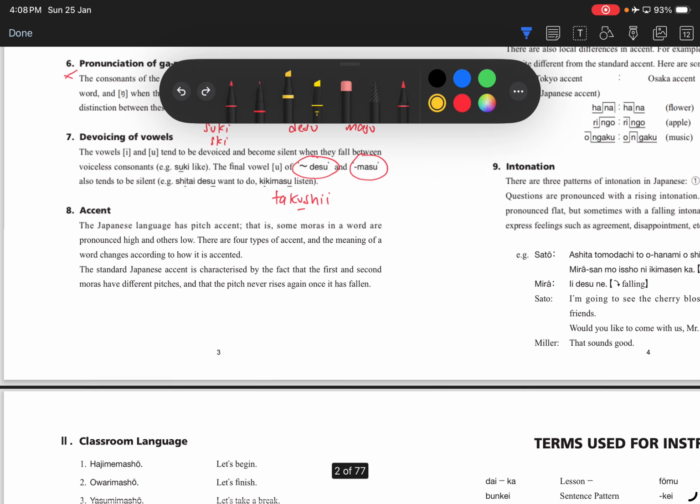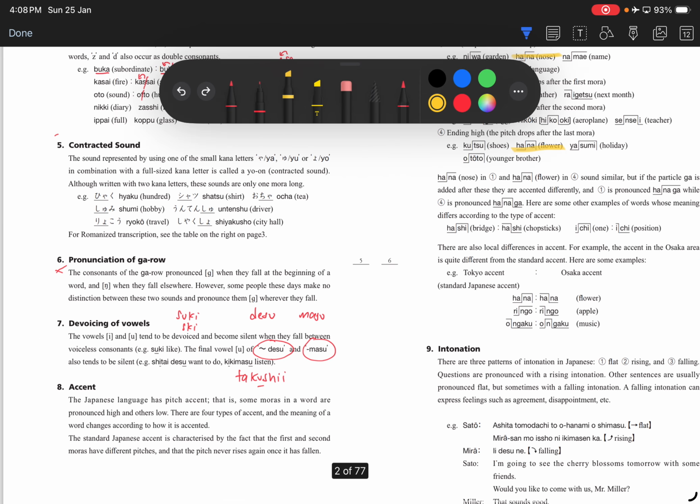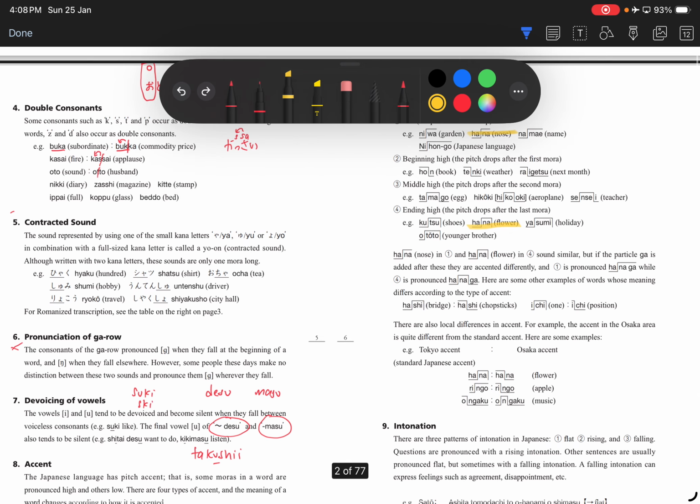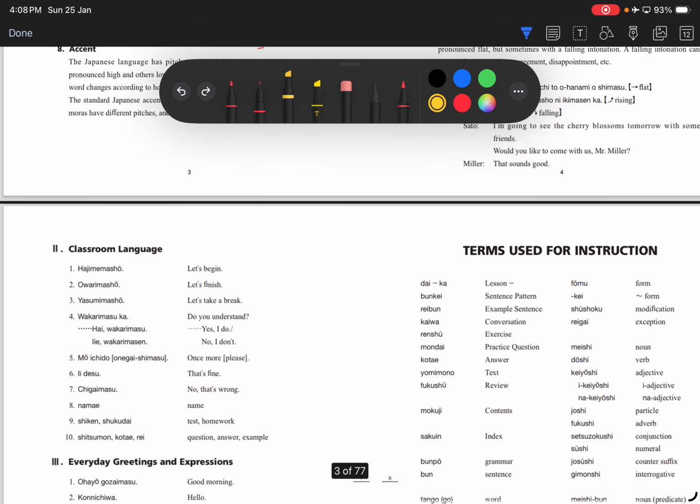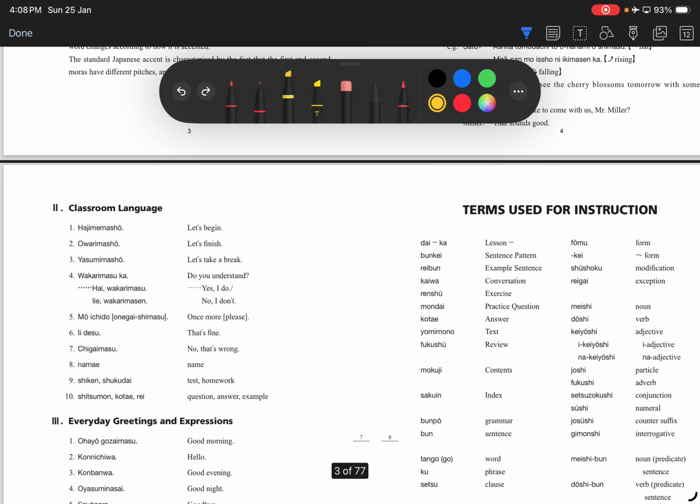So that's all about the introduction to Japanese phonics, and how you pronounce everything. Don't worry about the dash and everything. We will see that in the vocabulary list, and I will introduce it again there. No worries.